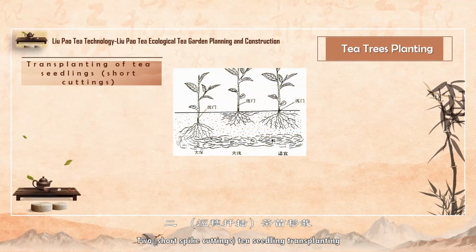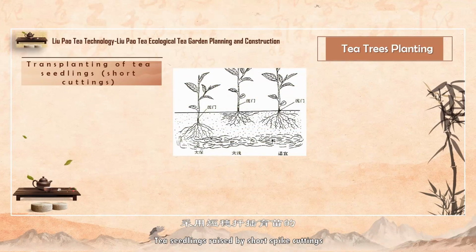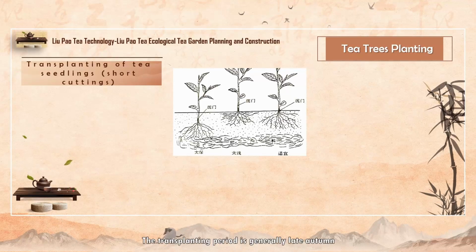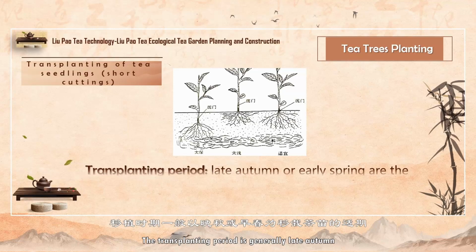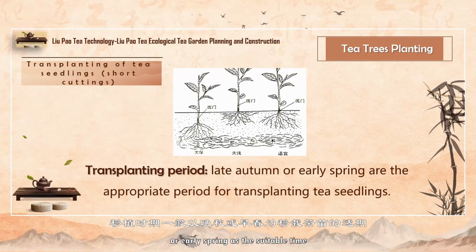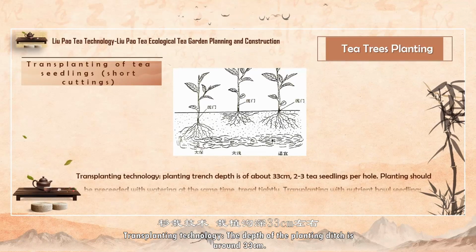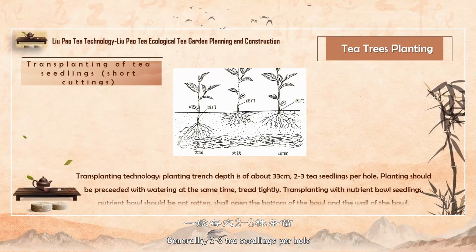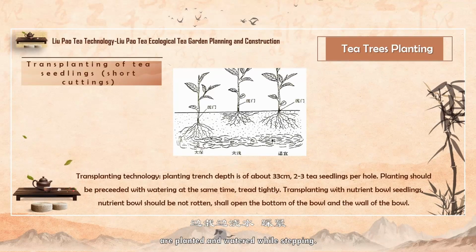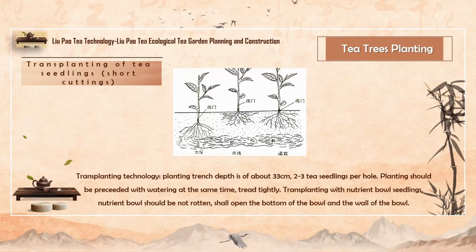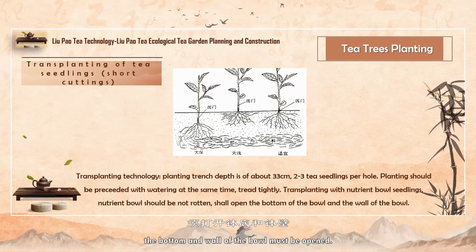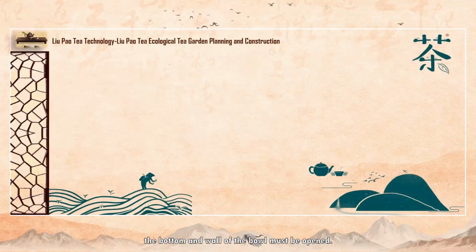2. Tea seedling transplanting. Tea seedlings raised by short spike cuttings need to be transplanted. The transplanting period is generally late autumn or early spring, the suitable time for transplanting tea seedlings. Transplanting technology: the depth of the planting ditch is around 33 centimeters. Generally, 2 to 3 tea seedlings per hole are planted and watered while stepping on the soil. When transplanting with nutritious pot seedlings, if the nutrient bowl is not rotten, the bottom and wall of the bowl must be opened.